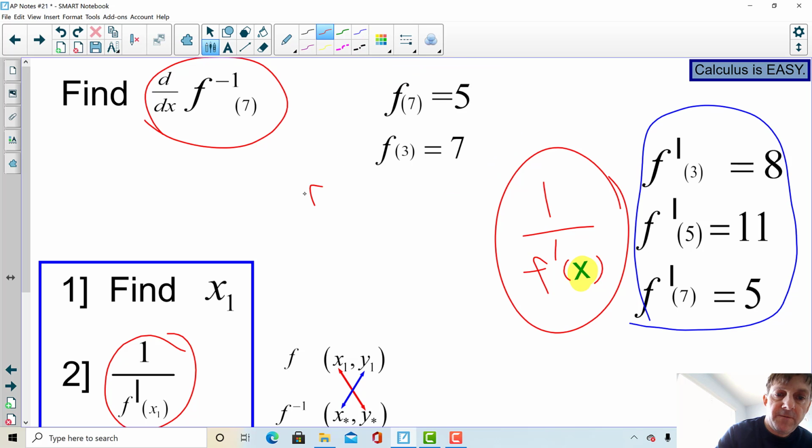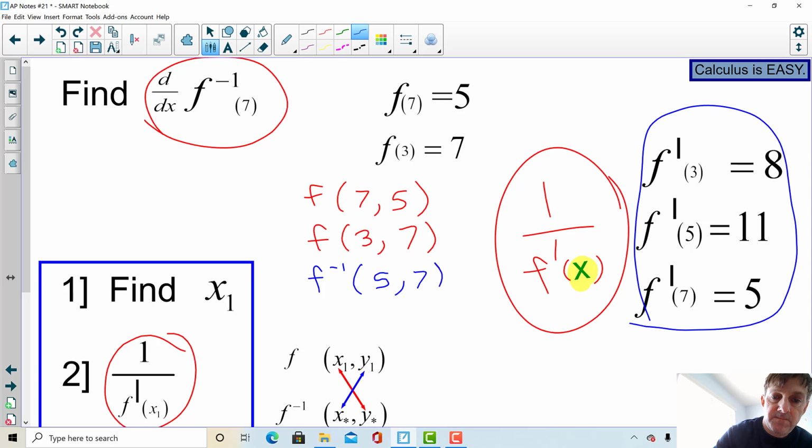So this tells us that for the f function, when you plug in a 7, you get 5. Also for the f function, when you plug in a 3, you get 7. Now for the inverse, we're just going to switch the order. So we know for the inverse, when you plug in a 5, you get 7. And for the inverse, when you plug in a 7, you get 3.